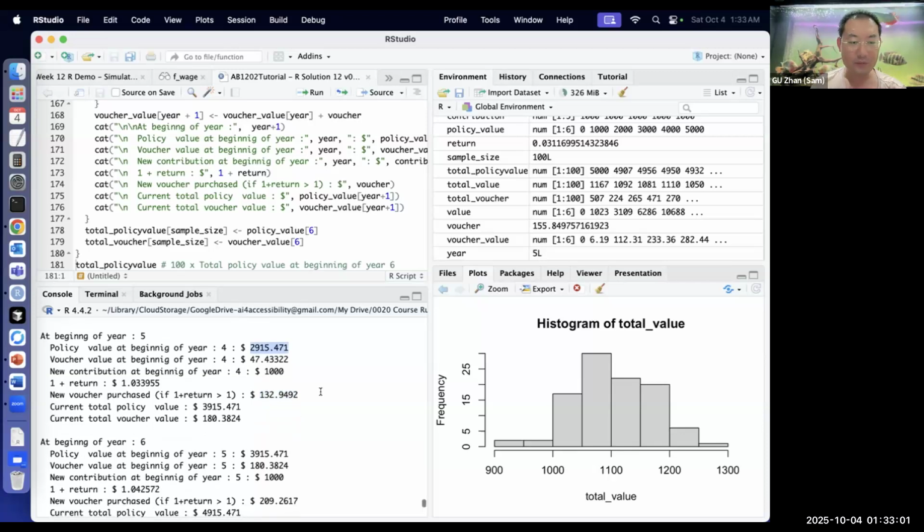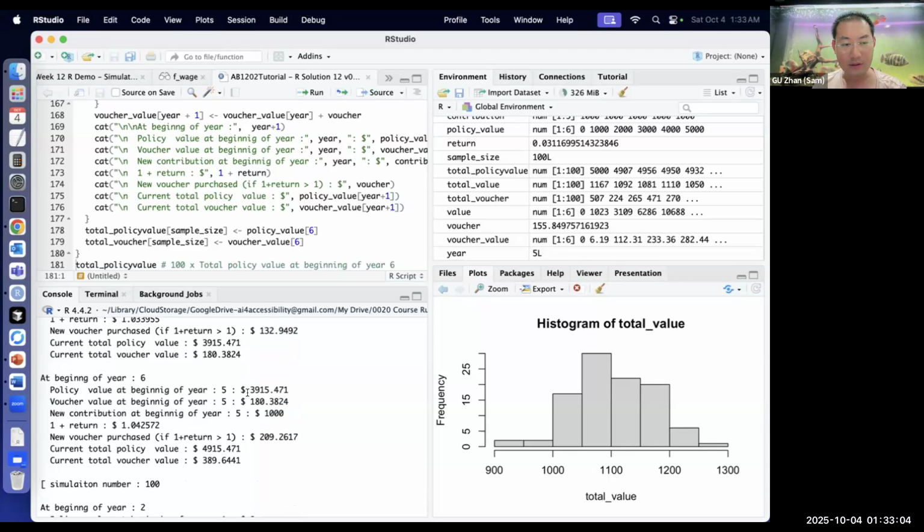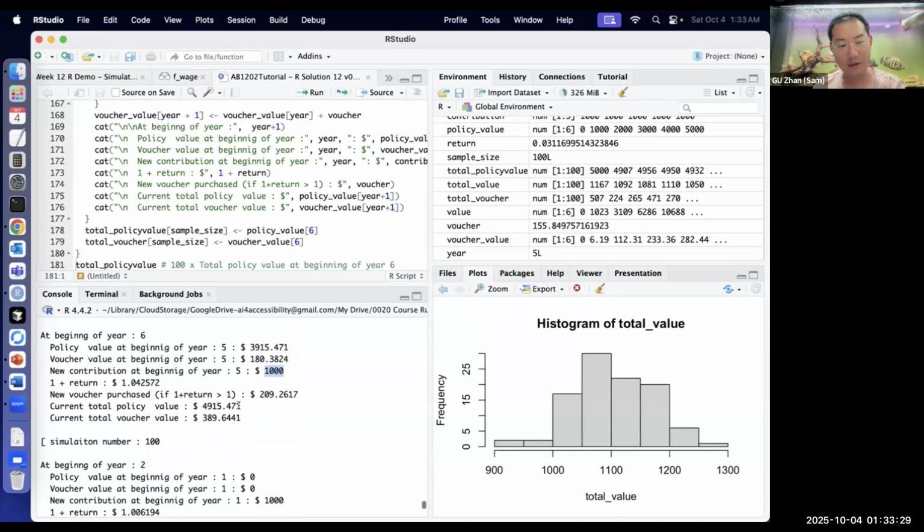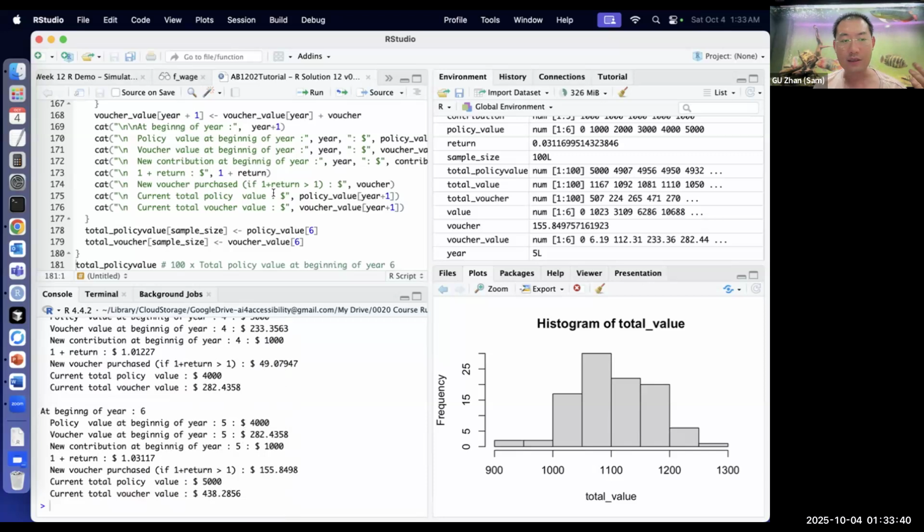Okay, 3915. Then we'll go to year 6. Then again, you're positive, so you are going to have more voucher for this year: 209 plus 180, you get a $398 voucher at the beginning of year 6. And then the total principal of the policy is 3915 plus that year 5's contribution of $1,000. So this is the end result for your 999 sample.